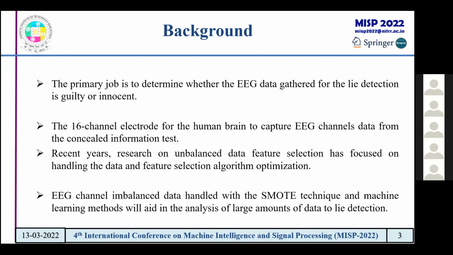ECG data we are gathering using the concealed information test. In this concealed information test, we are using three stimuli: target, probe and irrelevant.